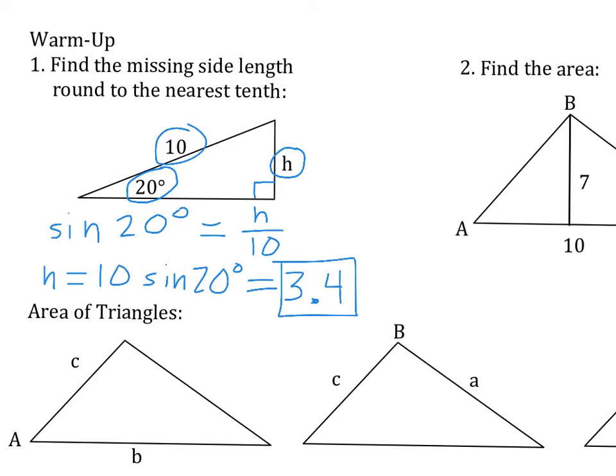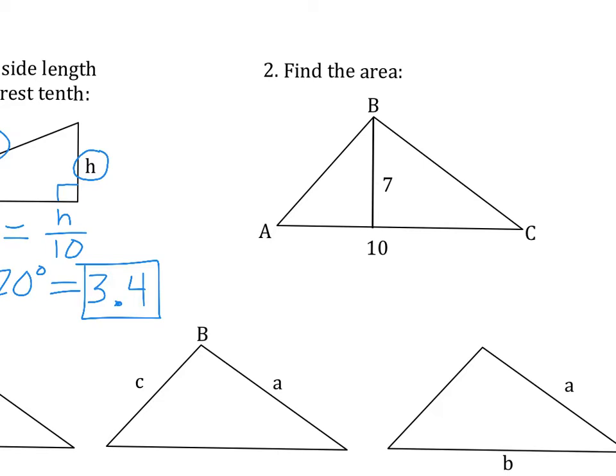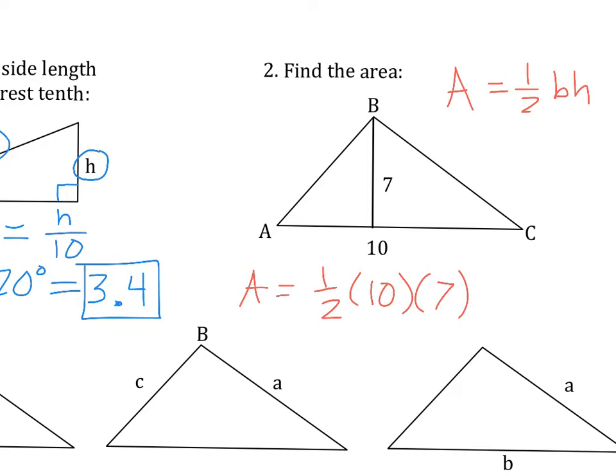Alright, for number 2, we're going to find the area of a triangle. So this is review from a lot further back. Area of a triangle is 1/2 the base of the triangle times the height of the triangle. So the base is the bottom, which is 10. And the height is given, which is 7. So half of 10 is 5. 5 times 7 is 35.